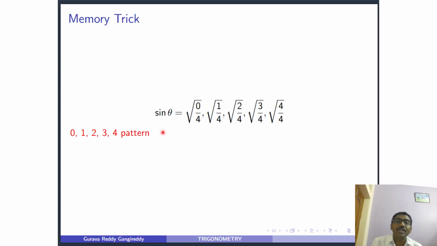Memory trick. Sin theta equal to root over 0 by 4, comma root over 1 by 4, comma root over 2 by 4, comma root over 3 by 4, comma root over 4 by 4. This is a 0, 1, 2, 3, 4 pattern.